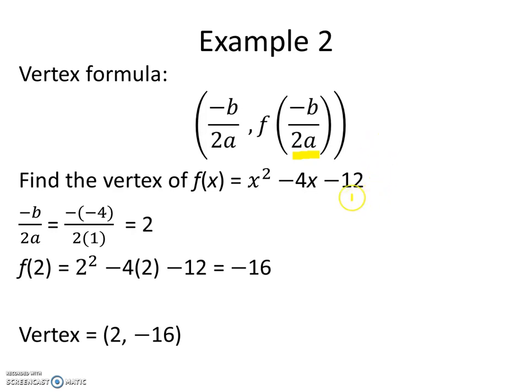So they ask us to find the vertex again of x squared minus 4x minus 12. Plugging in negative 4 and 1, we find that it is minus a negative 4, which we know is 4, divided by 2, which is just 2. So our x value of the vertex is 2. Plugging that in the function, f at 2 equals negative 16. So once again, we find that our vertex is 2, negative 16.